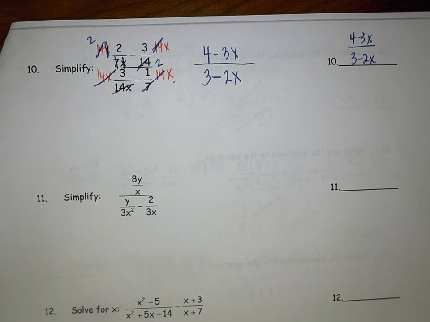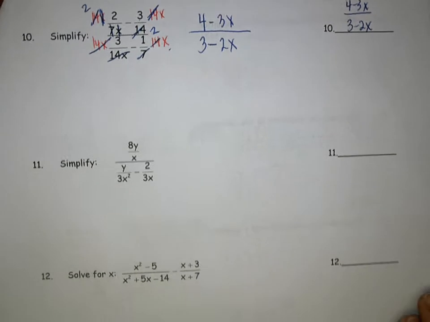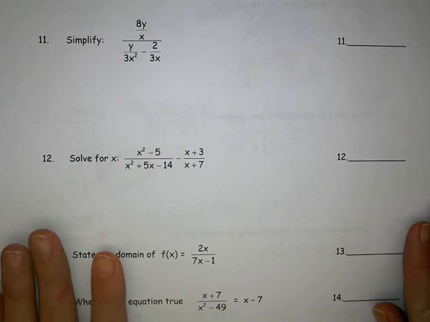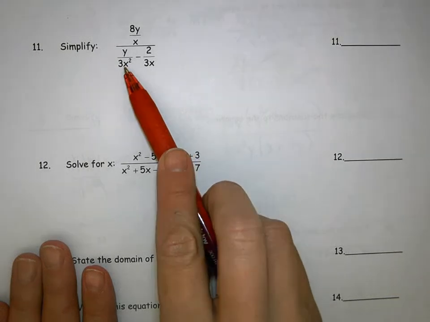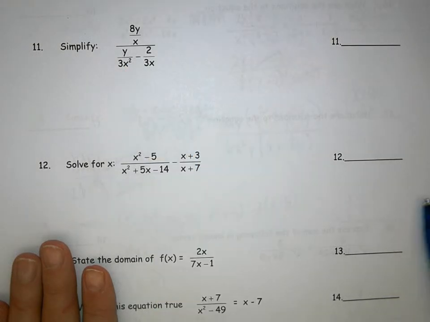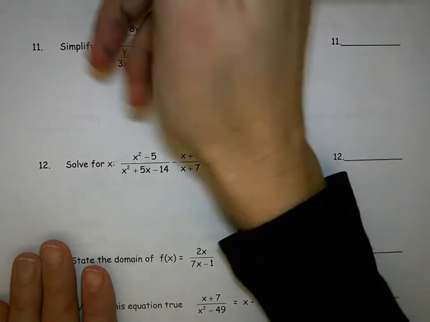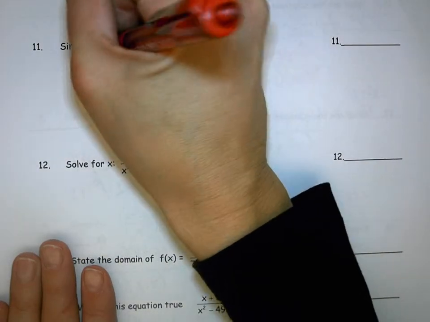All right. Number 11. What will I multiply everything by in order to get rid of my fractions here? Good. Whatever your largest denominator is, it's going to at least have to be that big. In this case, 3x squared will end up getting rid of all of the fractions. So we multiply every single term by 3x squared.